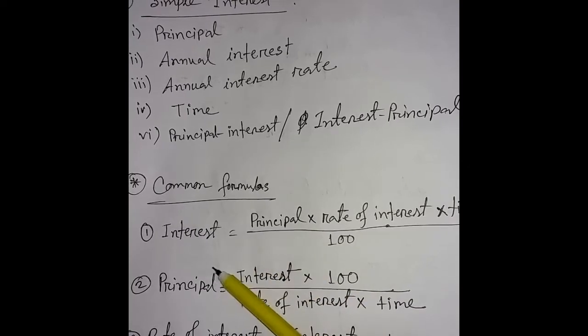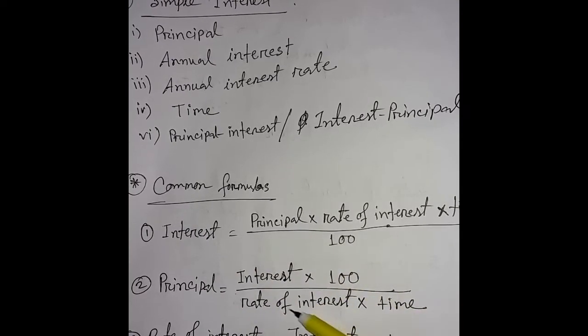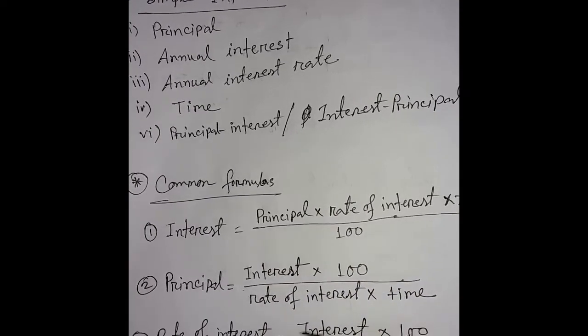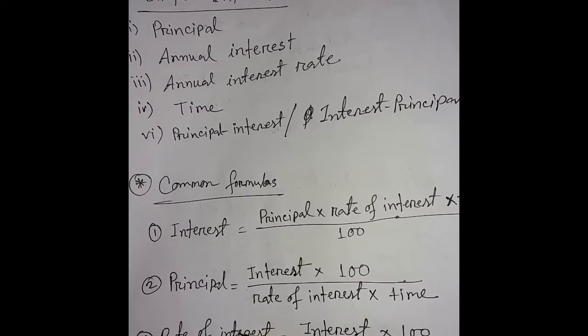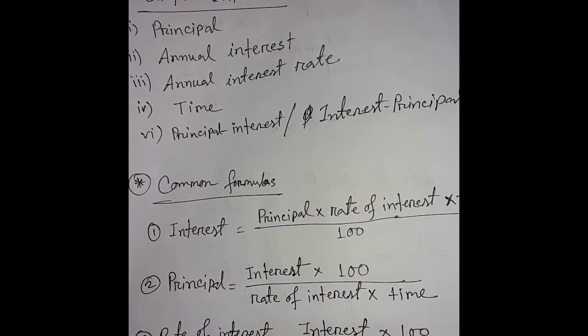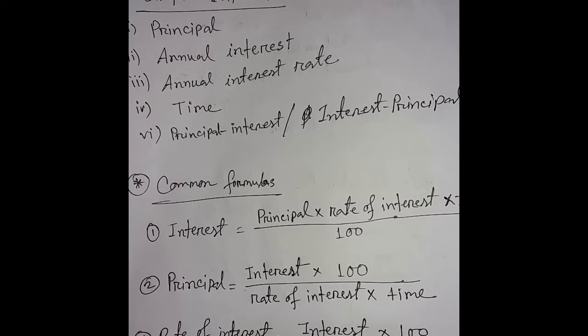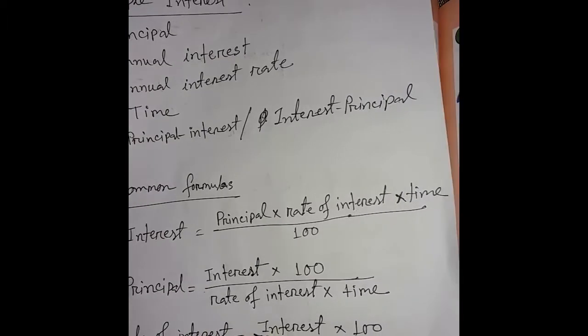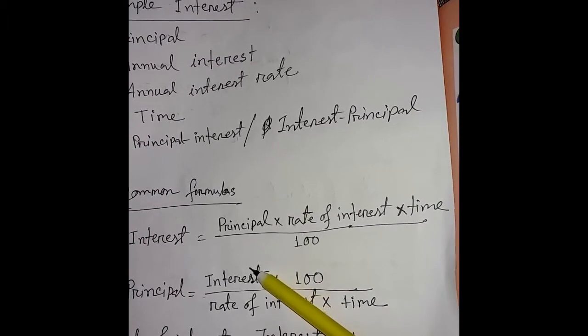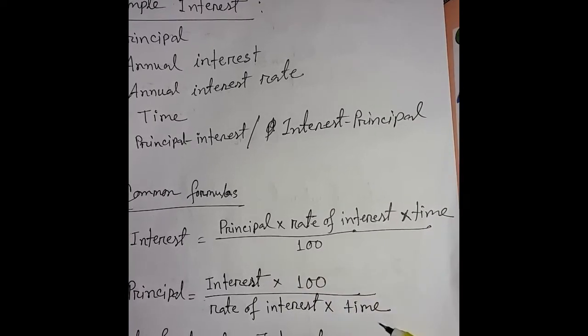So what is the difference? Look here, principal equals interest times 100 divided by rate of interest times time. And here, rate of interest, always remember, means annual, I mean yearly, 1 year. So rate of interest equals interest times 100, same. Look here, same, interest times 100.